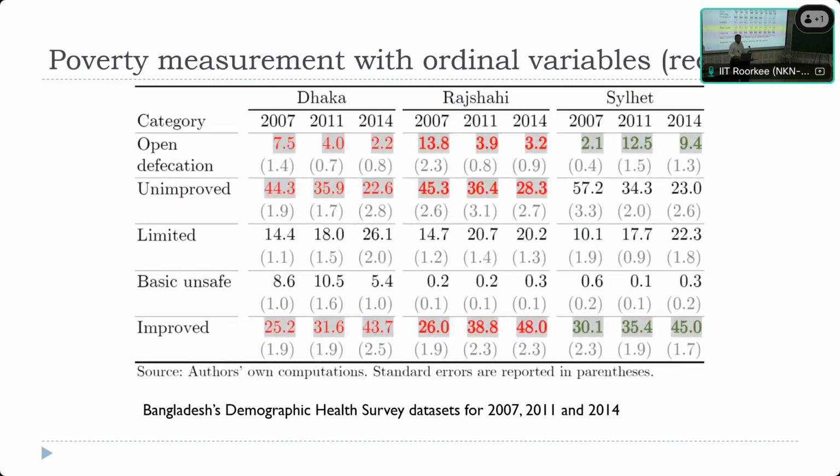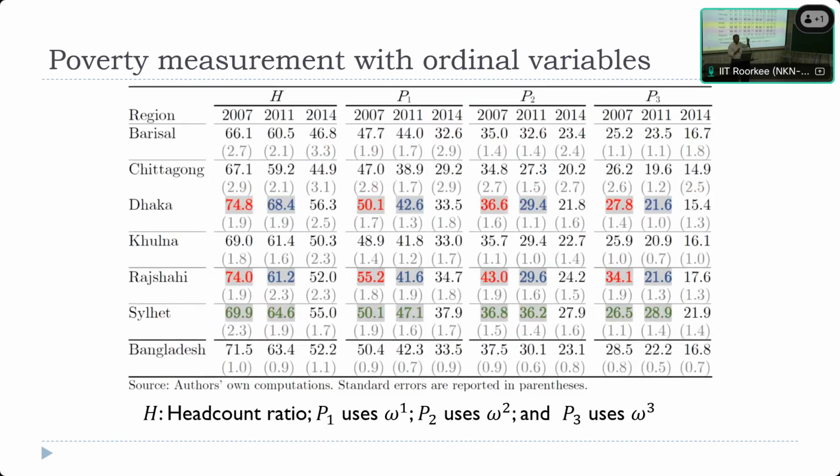Let's revisit the example. This is the slide you already saw. So you have 4 categories reflecting deprivation. For the first measure, you use the headcount ratio. You just take the proportion of people who have at least one of these deprivations. If we do that, let's focus on 2 sets of numbers. Dhaka, you have 74.8. It reduces in 2011 to 68.4. Rajshahi again reduces from 74 to 61.2. Larger reduction in headcount ratio, right? Both are statistically significant. Sylhet reduced from 70% to 64.6, statistically significant, right?